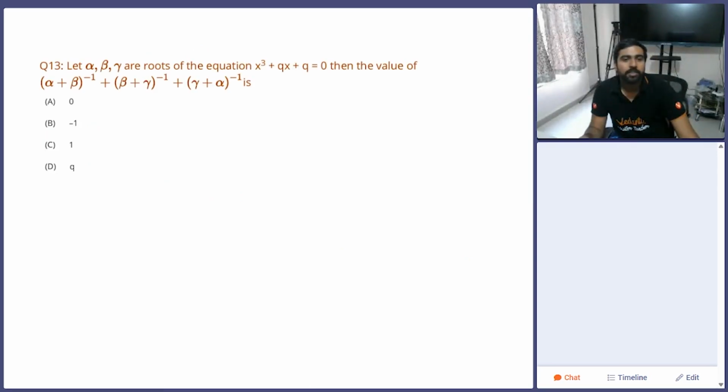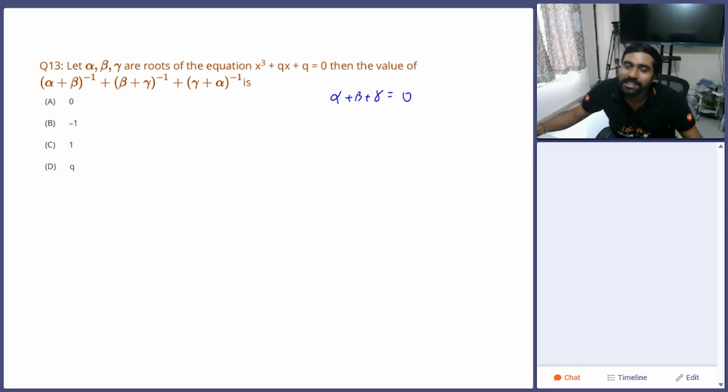Alpha, beta, gamma are the roots of this equation, x cube plus qx plus q. Finally, now we have gotten a very simple equation. What do we have over here? Can I say that the sum of roots alpha plus beta plus gamma is equal to 0? So alpha plus beta is what? Minus gamma. So (alpha plus beta) power minus 1, which is 1 upon alpha plus beta, will be 1 upon minus gamma plus 1 upon minus alpha plus 1 upon minus beta equals to, this is what we have to find.